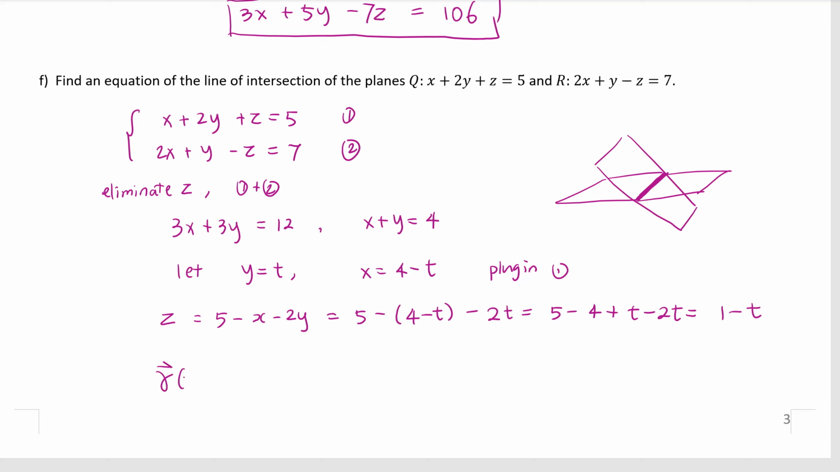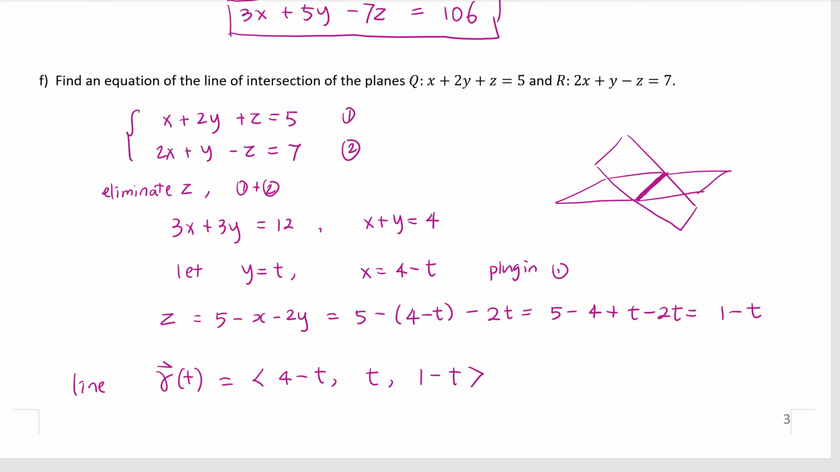Good. So our line is gamma of t: x is 4 minus t, y is t, z is 1 minus t. So far, so good, everybody? This is the parametric form of the line.